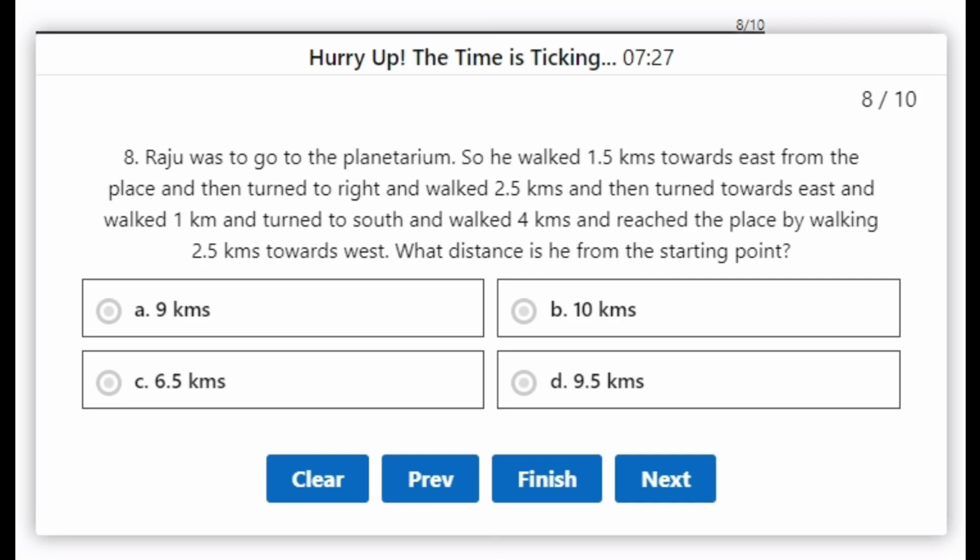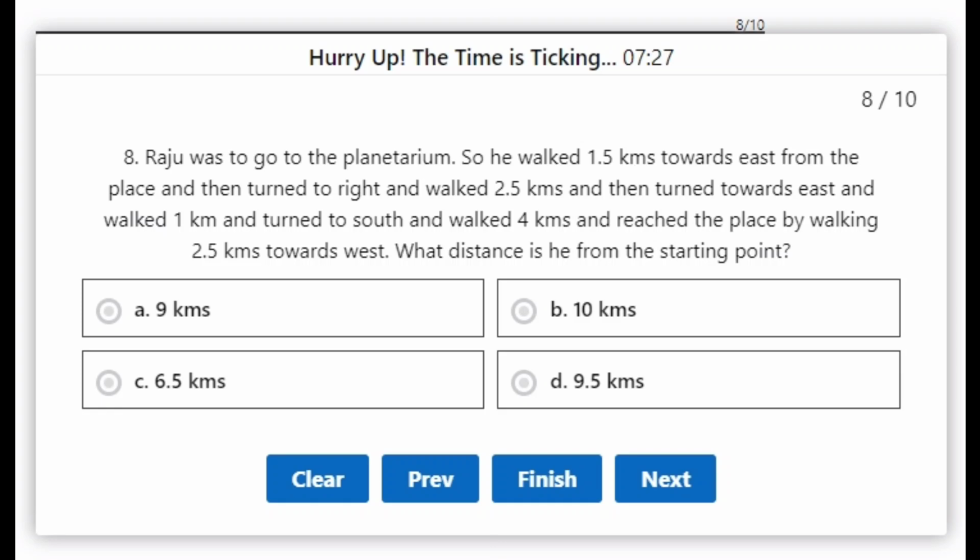Our question number 8 is, Raju was to go to the planetarium. So he walked 1.5 kilometers towards east from the place and then turned to right and walked 2.5 kilometers, and then turned towards east and walked 1 kilometer, and turned to south and walked 4 kilometers and reached the place by walking 2.5 kilometers towards west.